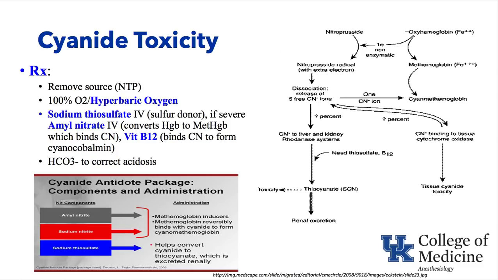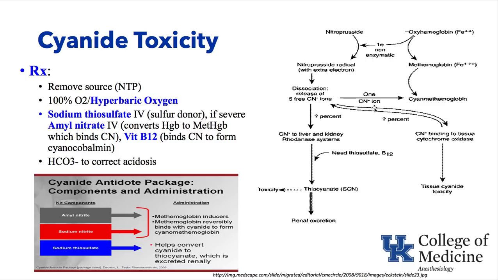How do you treat it? Get rid of the source of the cyanide, the nitroprusside, take it away. Hyperbaric oxygen can be used in severe cases. The free cyanide molecule that's binding to cytochrome AA3 is the problem, and we need to get rid of that free cyanide ion. So the graphic on the right is showing ways to get rid of the cyanide.